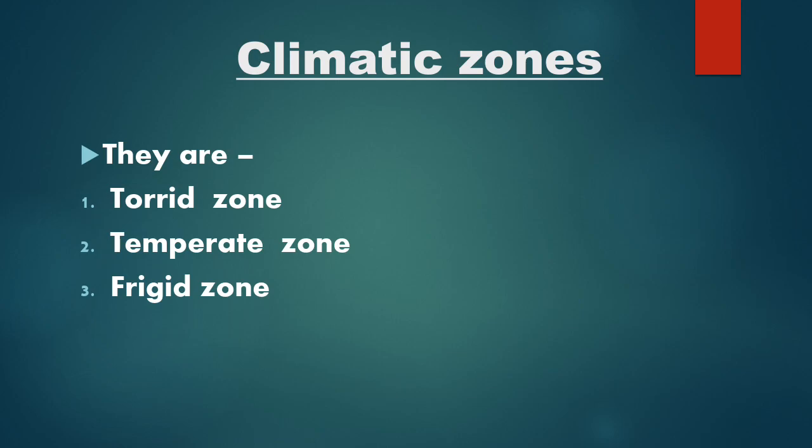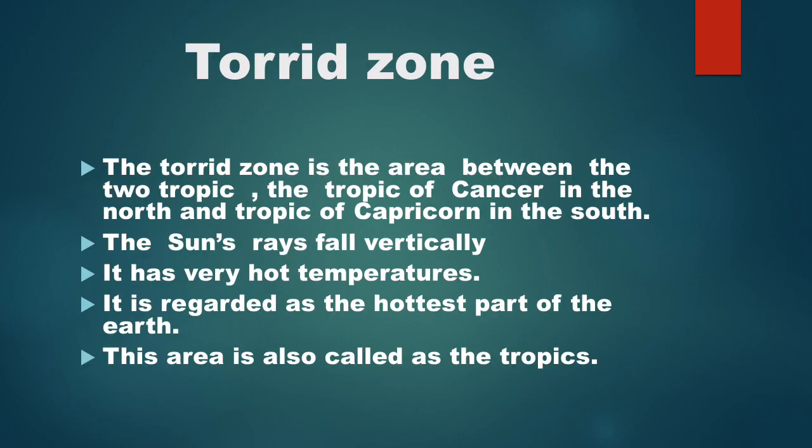Now, climatic zones. There are three heat zones on the earth: the torrid zone, temperate zone and the freeze zone. These heat zones are the different zones of the earth where the sun's rays fall differently, thus causing different climatic patterns. The torrid zone is very hot since the sunshine is overhead here. The temperate zone maintains a moderate climate and the freeze zone is extremely cold. So let us study about the torrid zone in detail now.